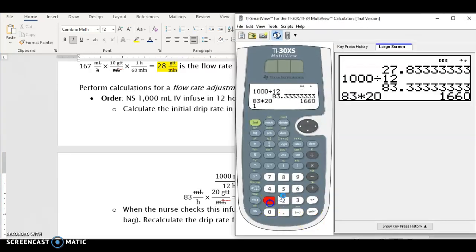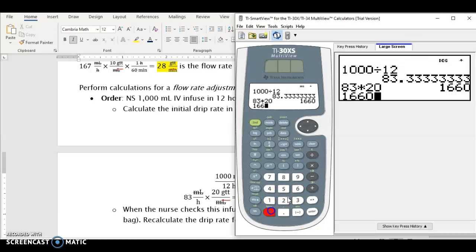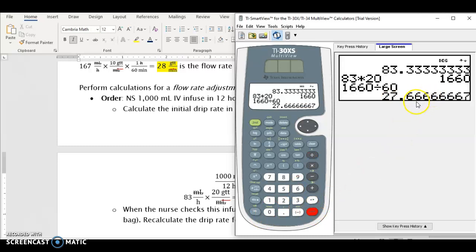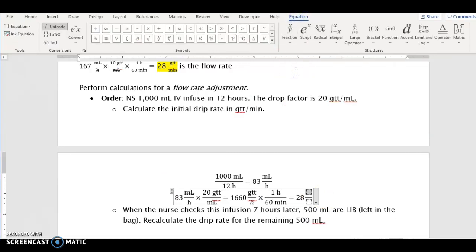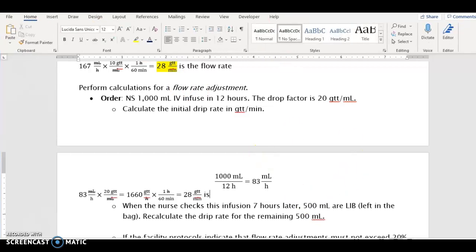So 1660 divided by 60. Again, round that to the nearest whole number, so that's approximately 28 drops per minute for this particular tubing. That's the initial flow rate of the infusion in drops per minute.